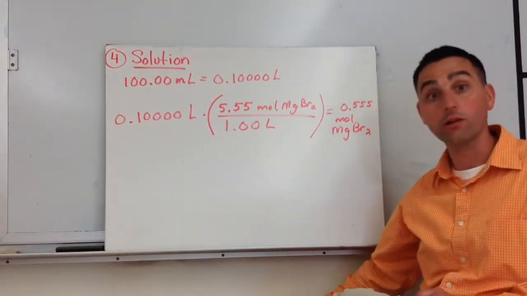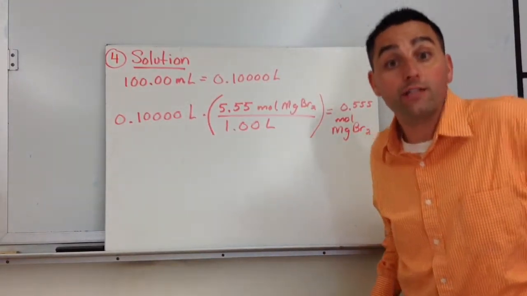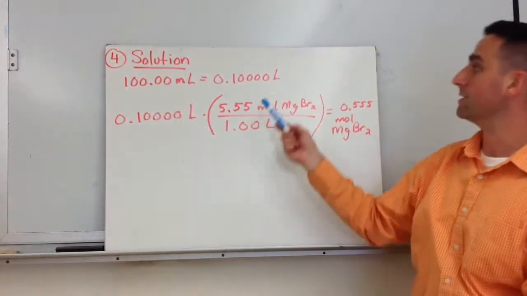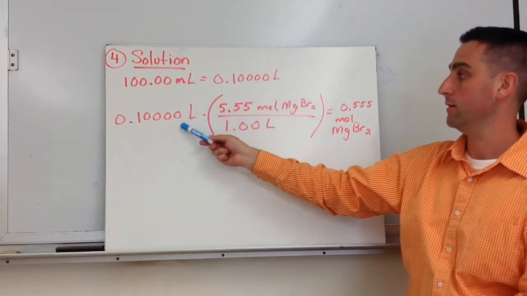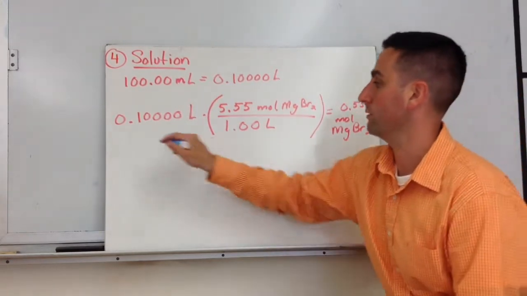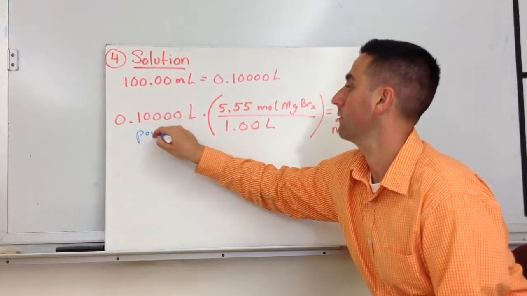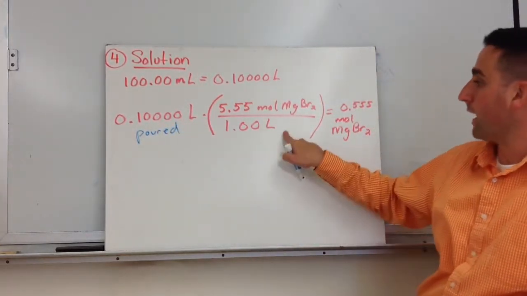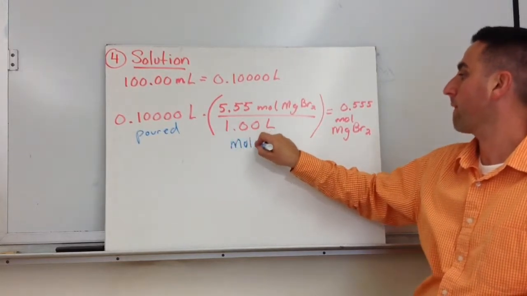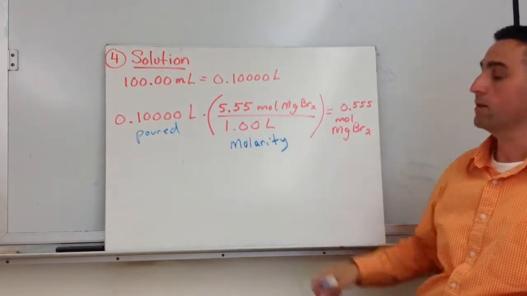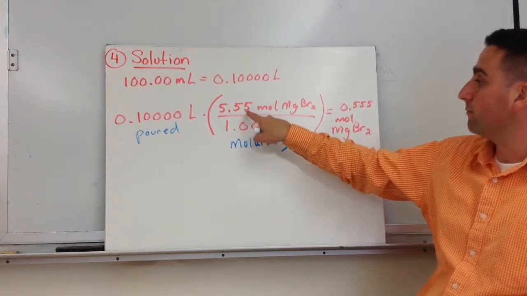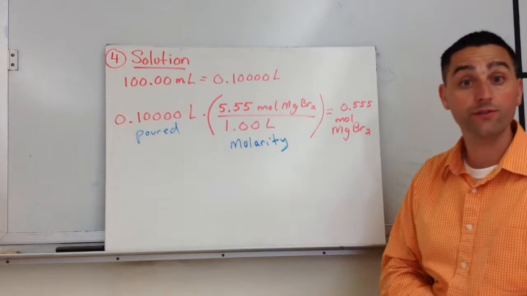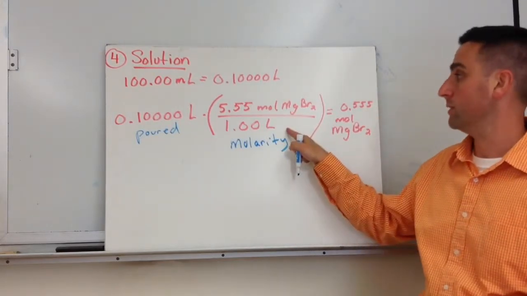So they give us milliliters, right? And we know that molarity is expressed in liters. So I need to move that decimal 3 decimal places to the left to get liters. Okay. So this is what we poured, right? That's 100 milliliters. Okay. And my molarity is my concentration. That 5.55 molar says that I have 5.55 moles of MgBr2 per every 1 liter of solution.